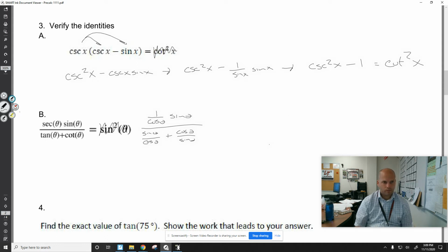So what do we do? Whenever we have addition in these things, it's important to try to combine them using a common denominator, which means you multiply the top and bottom of each fraction by the denominator of the other one. I'm multiplying this one by this denominator, and this one by that denominator. So what do I get? I get 1 over cosine theta times sine theta. And in the denominator, I get sine squared theta over sine cosine plus cos squared theta over sine cosine.